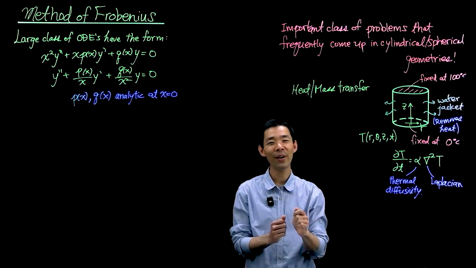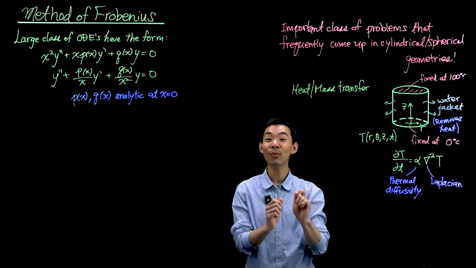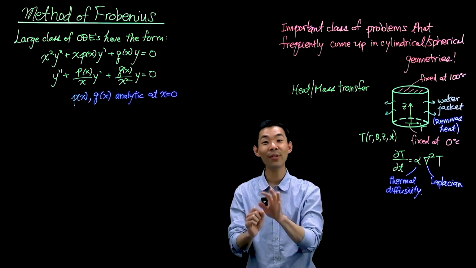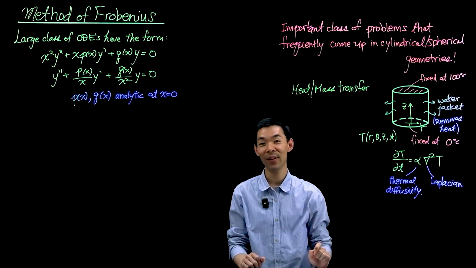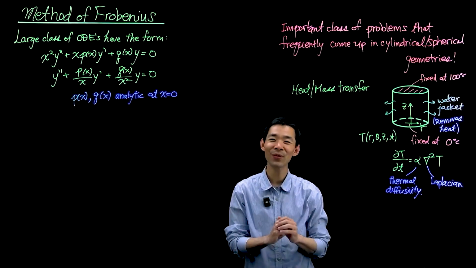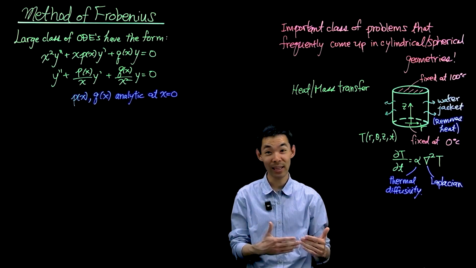And in separation of variables, we're going to make a guess that the full temperature profile can be written as a product of a bunch of functions that only depend on a single independent variable. And one of those functions, let's call it capital R, is going to have an ODE associated with it.